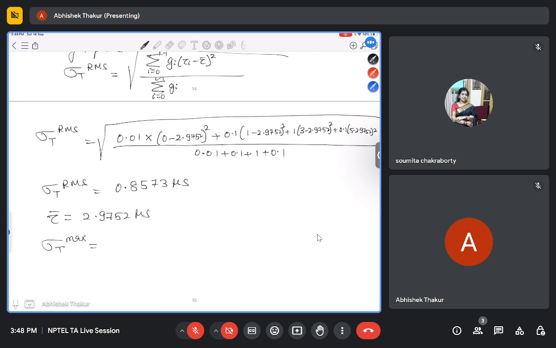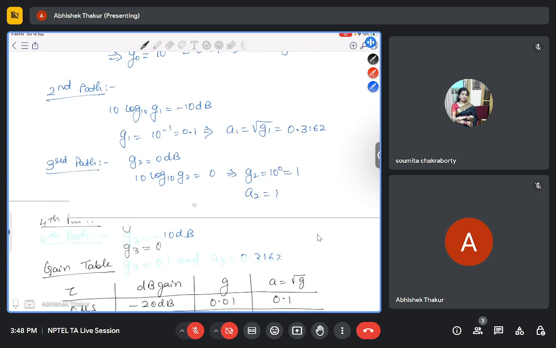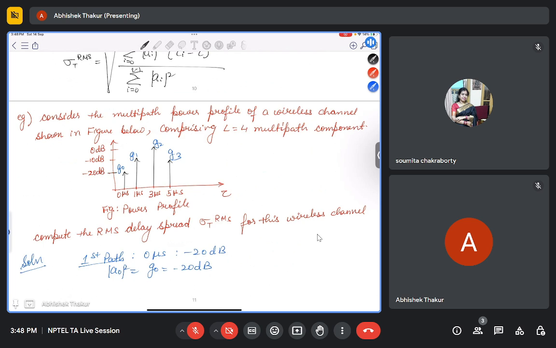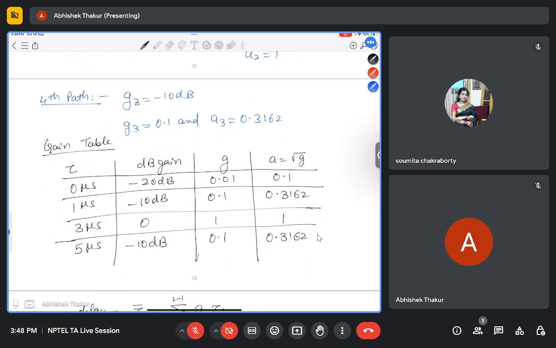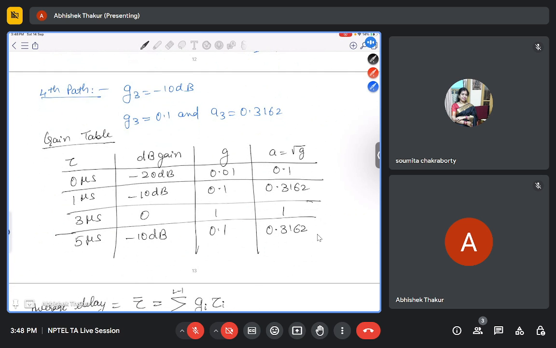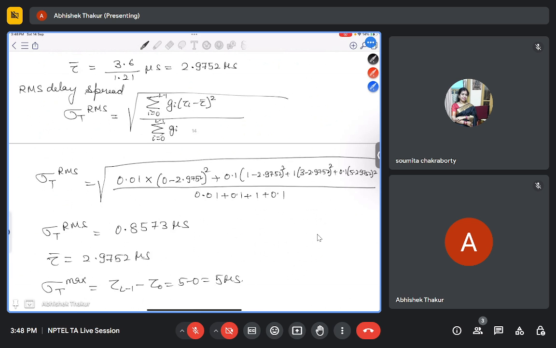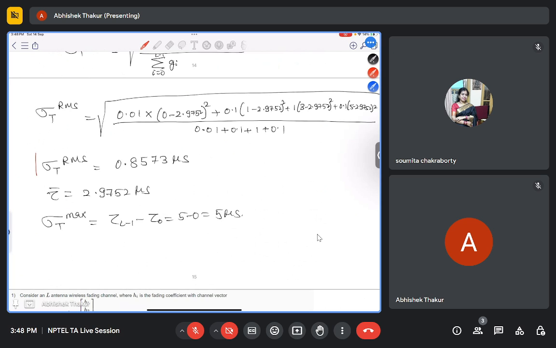Now the maximum delay spread will be tau of L minus 1 minus tau of 0, that is equal to 5 minus 0, that is equal to 5 microsecond. So here you can see the initial path is at 0 microsecond, but having the smaller power of minus 20 dB compared to the rest of the components. Since the RMS delay spread weighs each delay by the appropriate power, it is not susceptible to the distortion. So this is the quality measure which measures the delay spread. So we will use RMS delay spread most of the time.